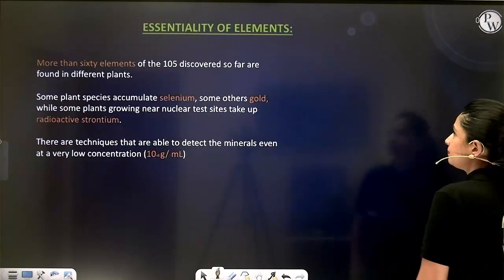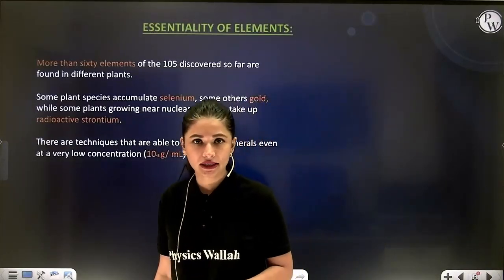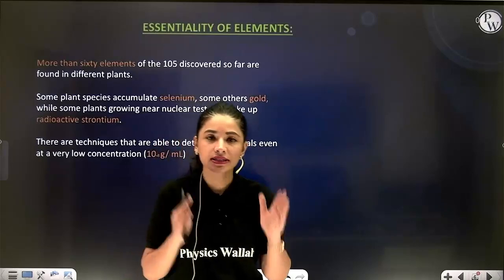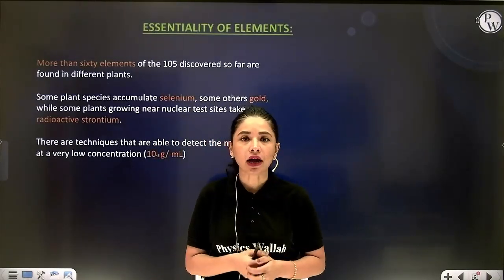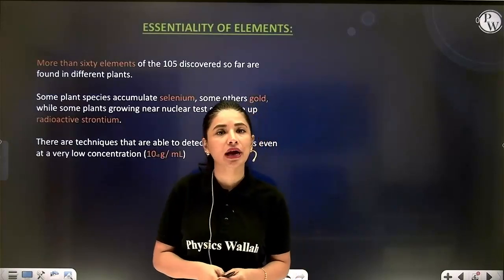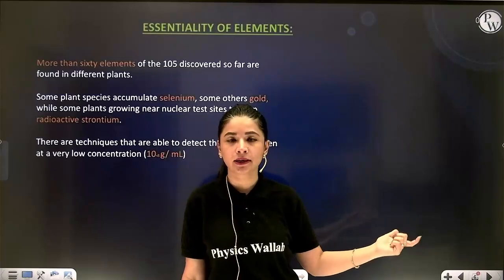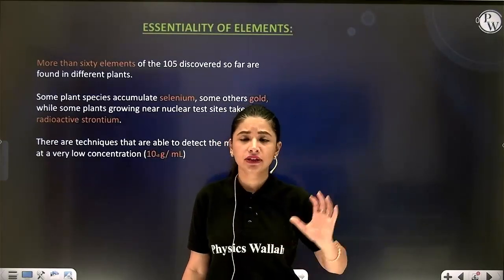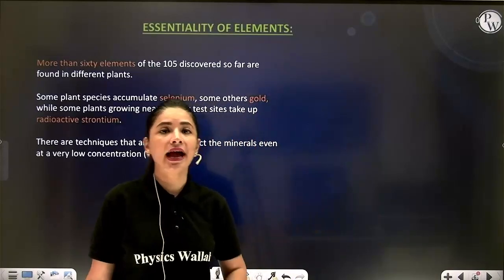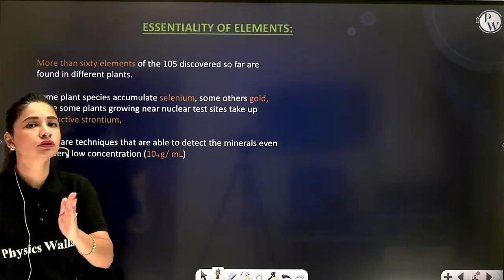Moving ahead, I already introduced the term essentiality. Right? Now we are going to focus on the same terminology, essentiality and non-essentiality. Now, the essentiality and non-essentiality of an element can be easily demonstrated with the help of hydroponics. Correct? So with the help of hydroponics, we can differentiate which elements are essential and which are not.